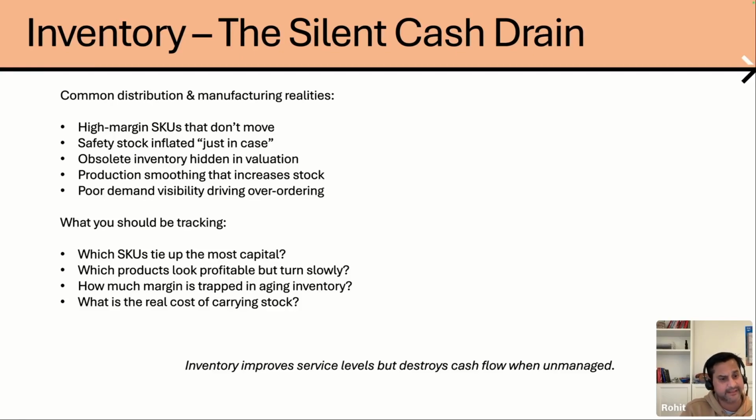What you should be tracking, and this is the KPI we will be focusing on, is which SKUs actually tie up your working capital. That's the critical part. I'm looking at revenue, cash, and stock, which is a cost, which is stalling my money from coming back into the business and being potentially used again and again. So the whole concept of working capital. Which products look profitable but turn slowly? So I may have a stock which has 60% margin, but it's sitting on my shelf, doesn't make me money.